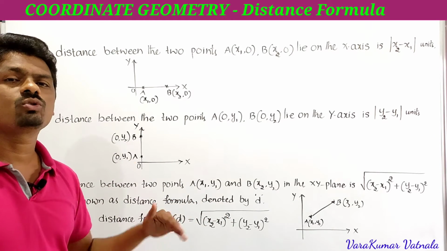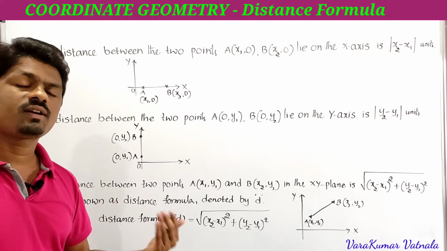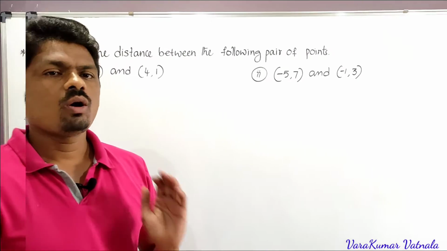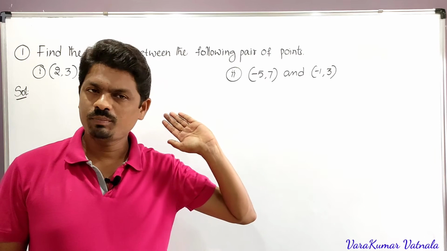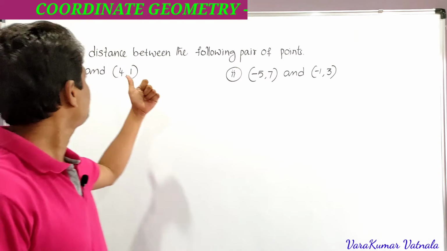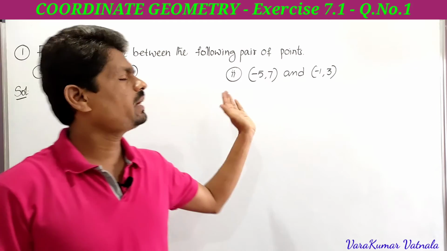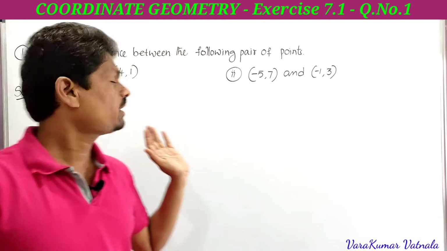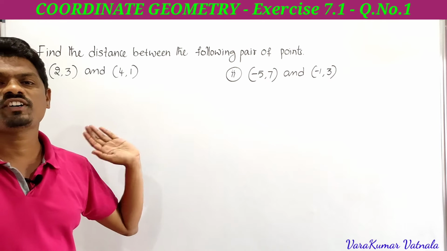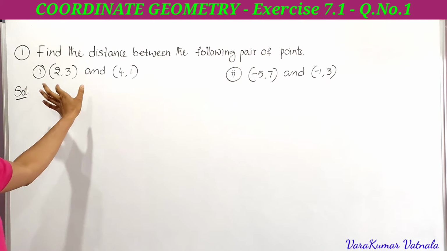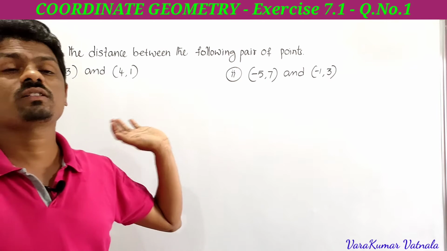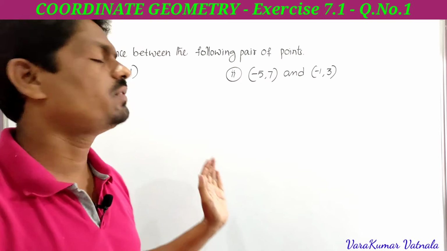So now we have to solve some problems from exercise 7.1. This is the first problem. Find the distance between the following pairs of points. There are totally 4 parts in the first problem. So he has given a pair of points and is asking us to find the distance between them.